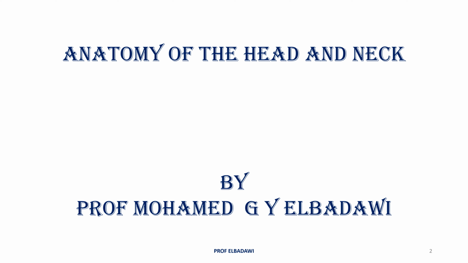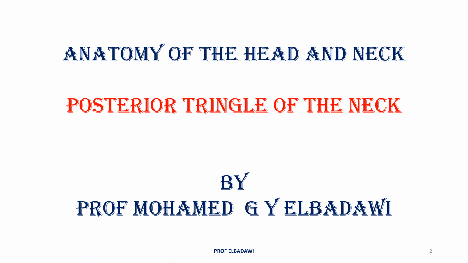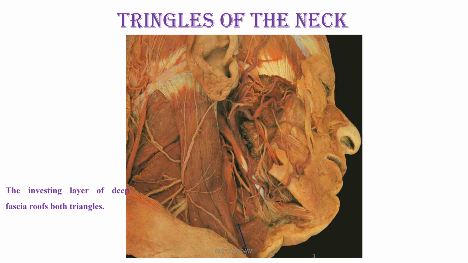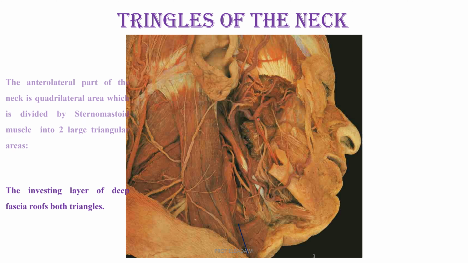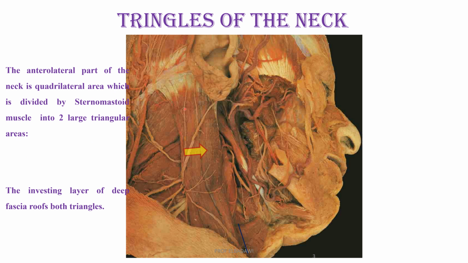Now to the coming session. In that session, we are going to describe the posterior triangle of the neck. The triangles of the neck, looking from the anterolateral side, is divided into two triangles, anterior triangle and posterior triangle, by the sternocleidomastoid. Here is the anterior triangle, and here is the posterior triangle.